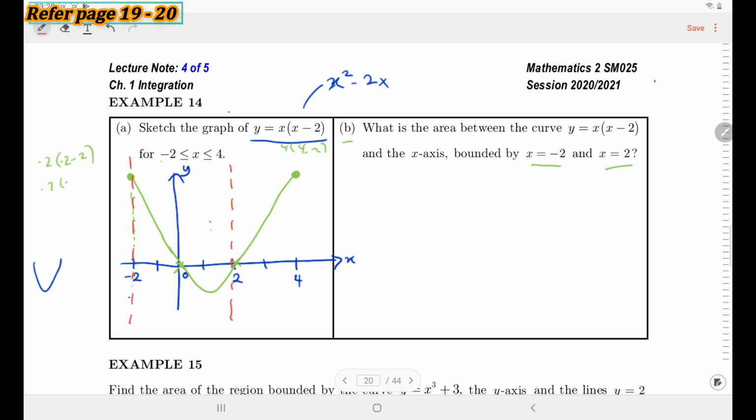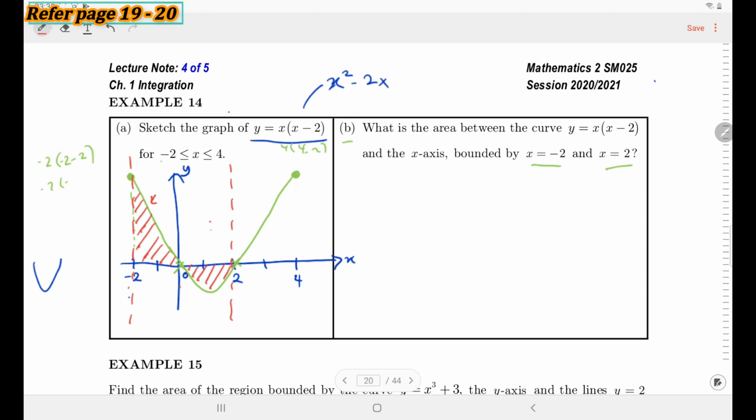So we look from -2 to 0. So the curve here, the green one, and here the x-axis. So this is the area under the curve. And then from 0 to 2, it is between curve and line, so the red one. So we could see clearly, this question is asking to find the area between the curve and the x-axis.